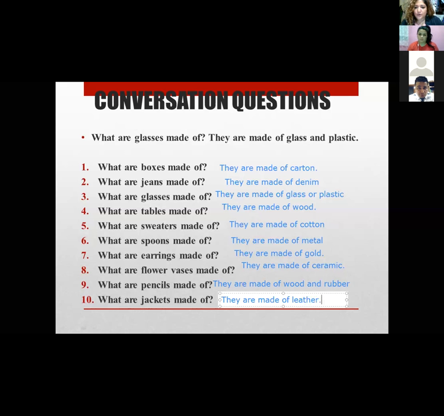They are made of leather or wood or whatever. All right, very good. Si quieren le toman una foto con las respuestas, okay?